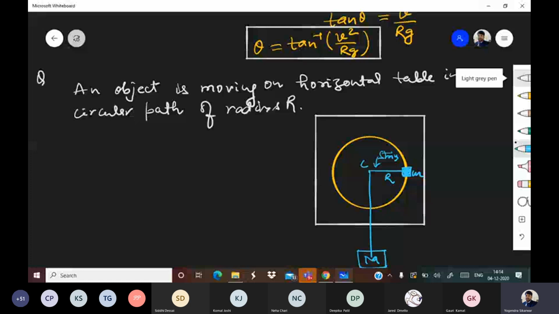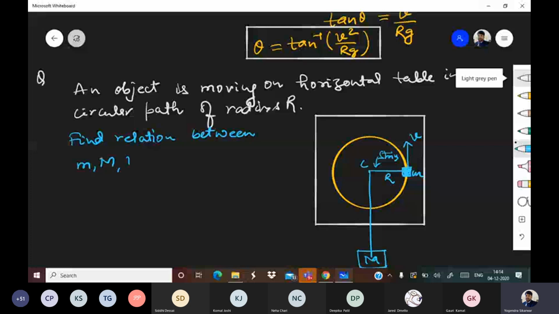So the question says, now this speed is v. Find the relation between small m, capital M, v and r such that capital M remains stationary.